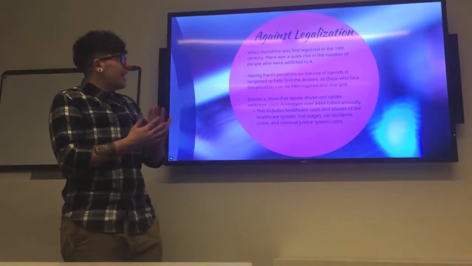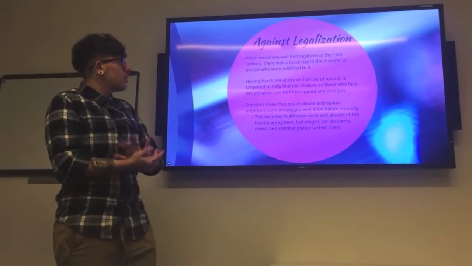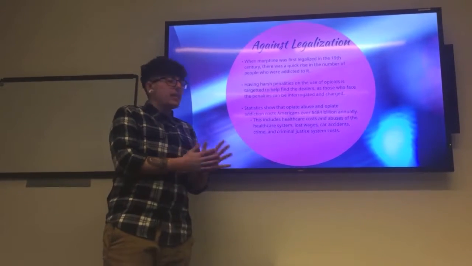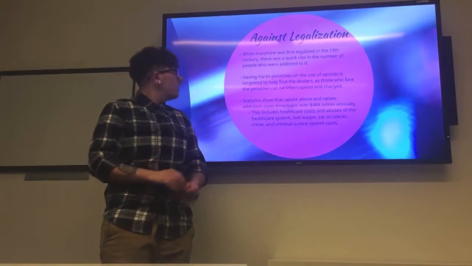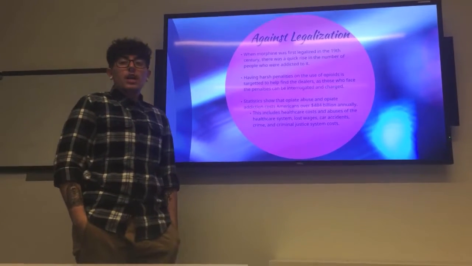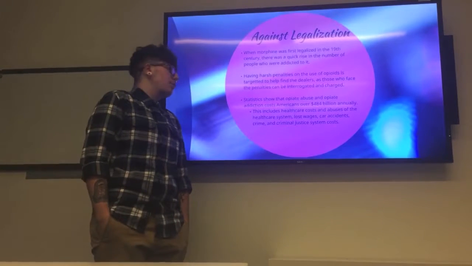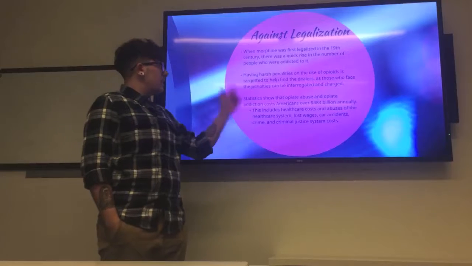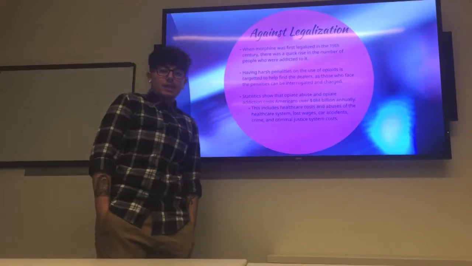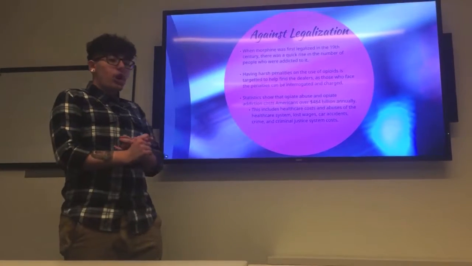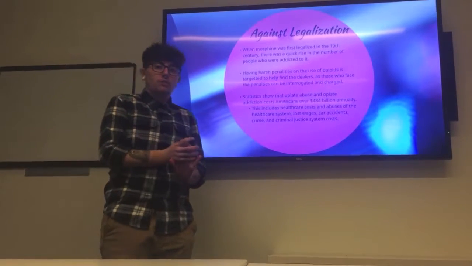Now, people that are against legalization and want morphine to basically be banned from the medical field say that when morphine was first legalized in the 19th century, there was a quick rise in the amount of people who were addicted to it. In addition, having harsh penalties on the use of opioids is targeted to help find the dealers, because if you get caught with morphine and are taken in, you can be interrogated and they could find the source and stop the morphine at the source. In addition, like we mentioned in the introduction, statistics show that opioid abuse and opioid addiction cost Americans $484 billion annually, and this comes from healthcare costs, loss of wages, abuses to the healthcare system, crime, and criminal justice costs.